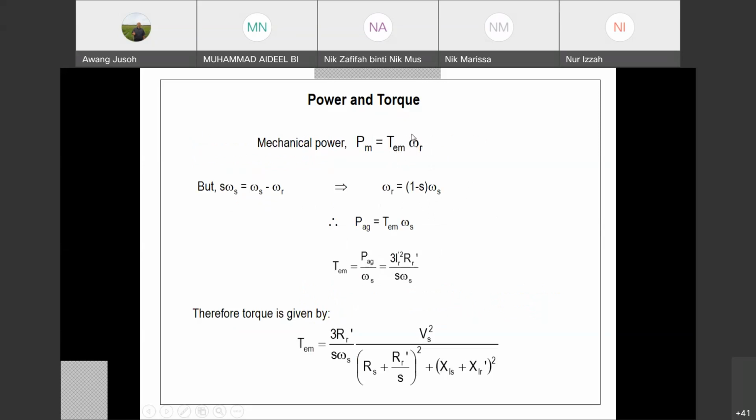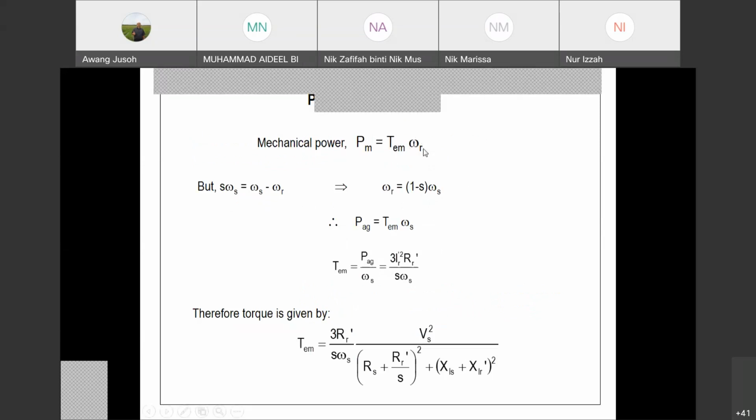multiply by the rotor speed. Just now I told you already, the mechanical rotor speed. When you measure the speed at the rotor side, the speed is represented by omega r, the rotor speed in radian per second. So this can be simplified a bit. Instead of using PM, we can use PAG now. When you write in PAG, the electromagnetic torque is multiplied by omega s.